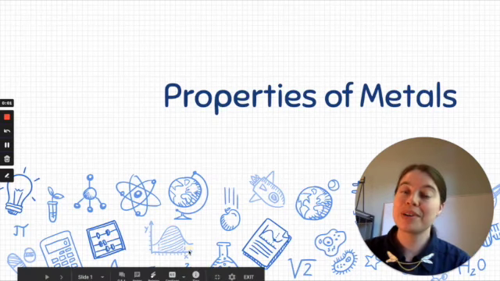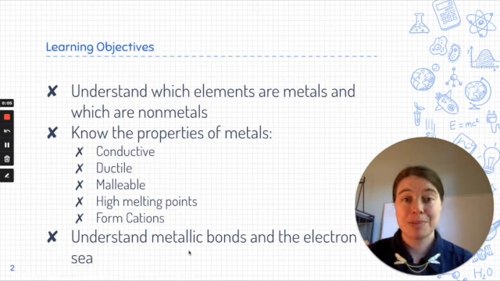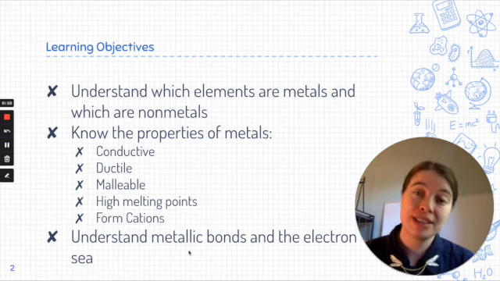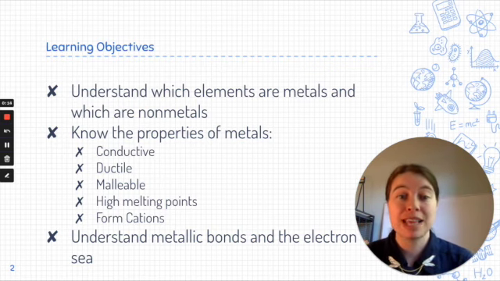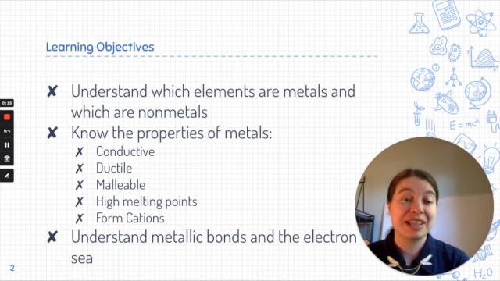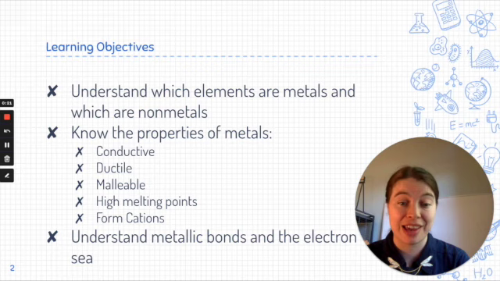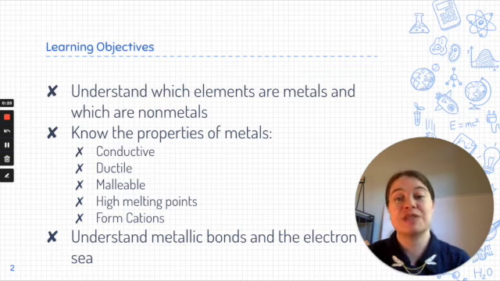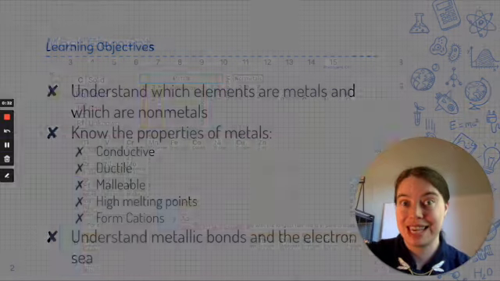Hello everyone, today we're going to be learning a little bit about the properties of metals. So we've got a couple goals for today. We want to understand which elements on the periodic table are metals versus which ones are non-metals. We're going to learn about the properties of metals, how they are conductive, malleable, ductile, how they have high melting points and how they tend to form cations. And lastly, we want to understand part of what gives metals these particular properties, how they can form metallic bonds, and what it means to have an electron sea.